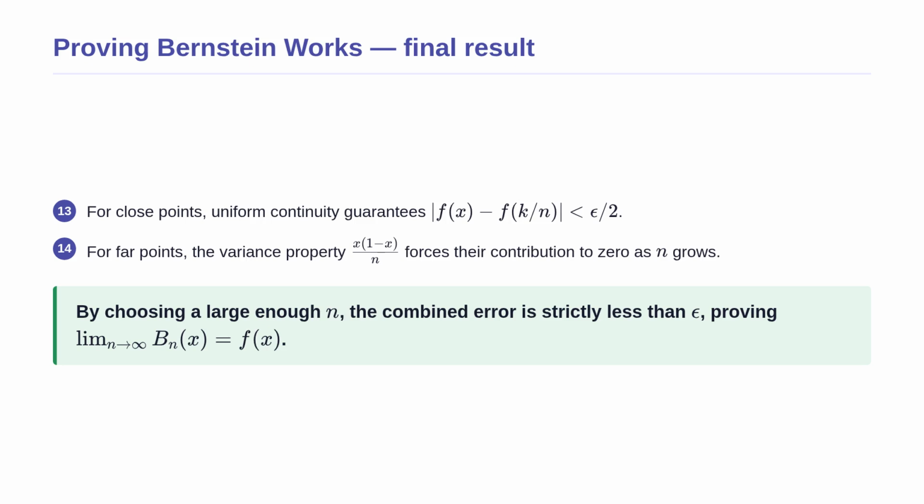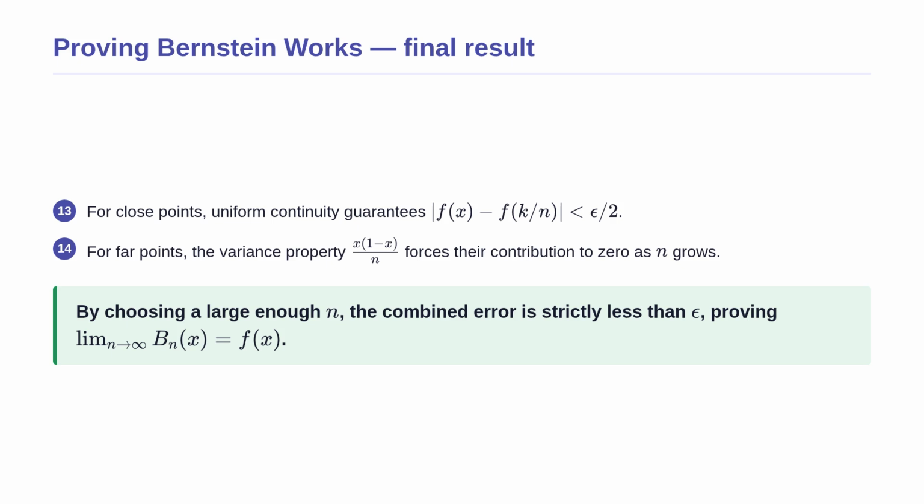Here is where it all comes together. Because our function is continuous on a closed interval, it is uniformly continuous. This guarantees that for the close points in group 1, the difference in function values is tiny, less than epsilon over 2. For the far points in group 2, we use the variance property we just found.